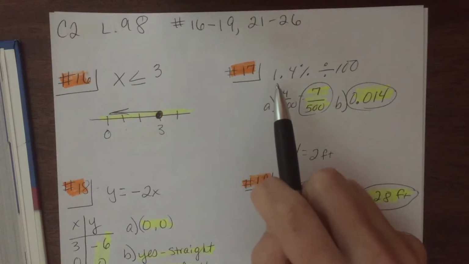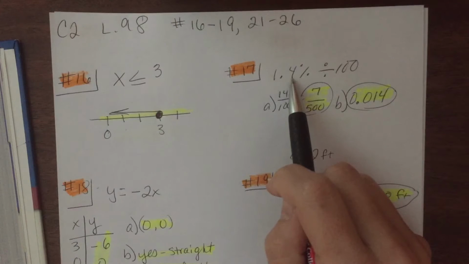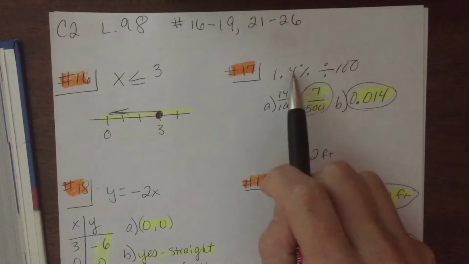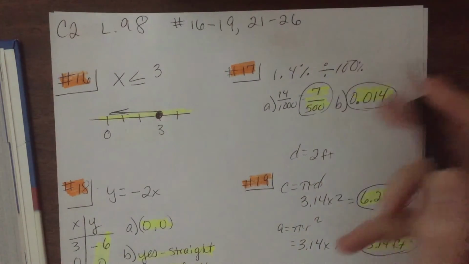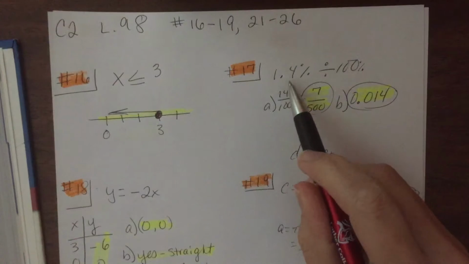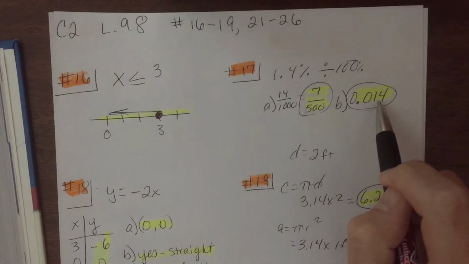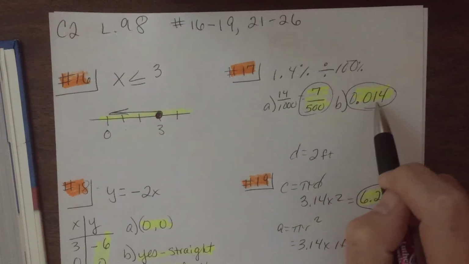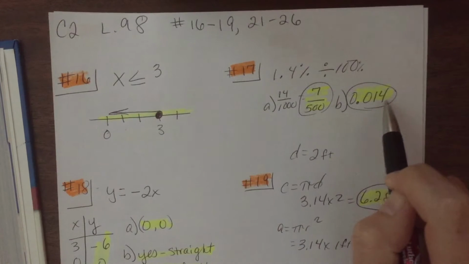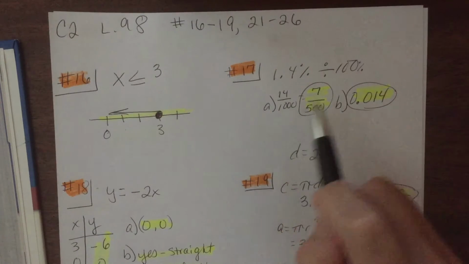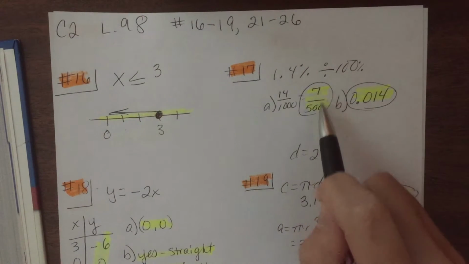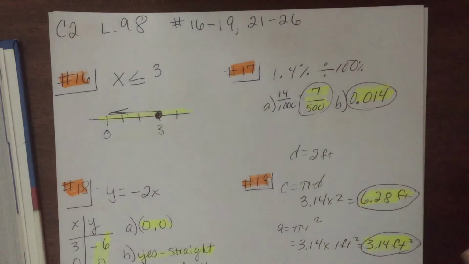Number 17, they want us to convert 1.4% to decimal and fraction. I did the decimal first. I took my 1.4%, I divided by 100% to get rid of the percent sign. If I divide by 100, my decimal moves back twice, bump, bump. I end up with 14 thousandths. So now that I have it written as a decimal and I can say it correctly, I can write it as a fraction, 14 thousandths, and that reduces to 7/500.